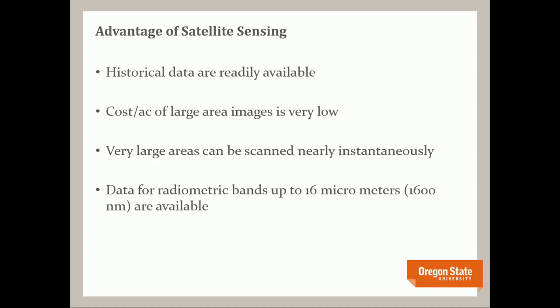Advantages of satellite sensing: historical data are readily available. Cost per acre of a large area image is very low. A very large area can be scanned nearly instantaneously. Data for radiometric bands up to 16 micrometers or 1600 nanometers are available.